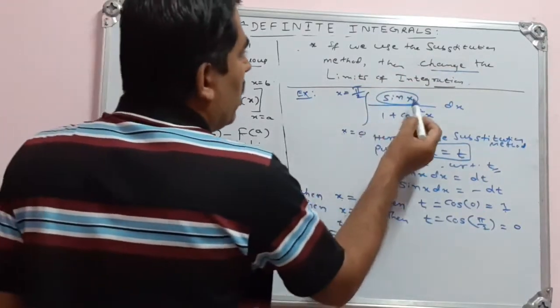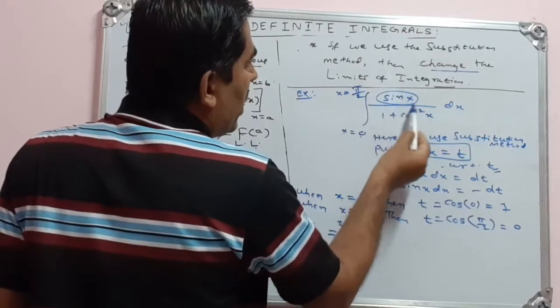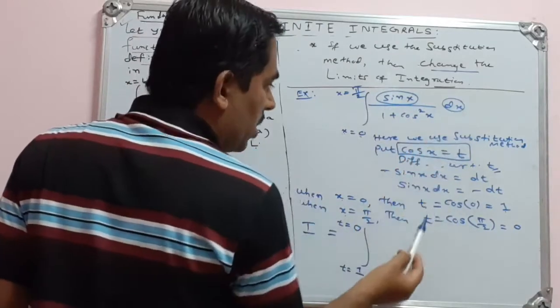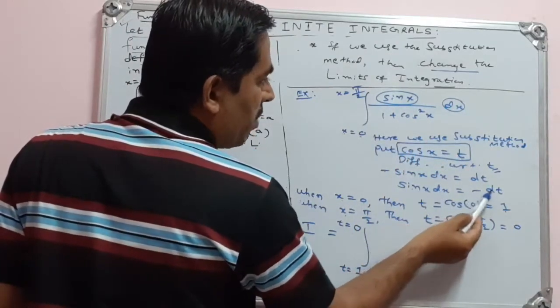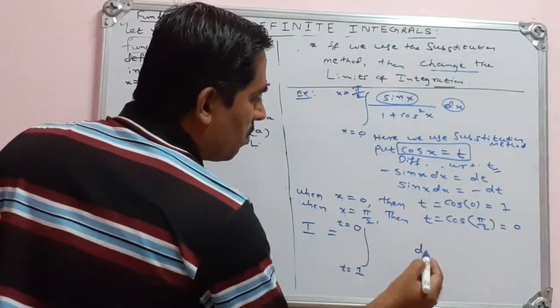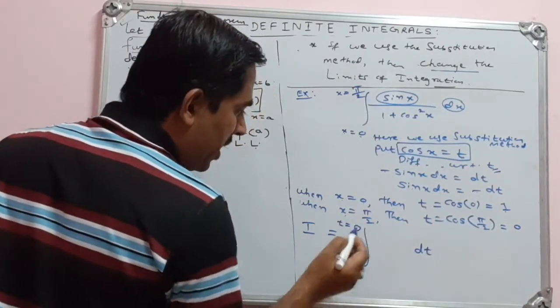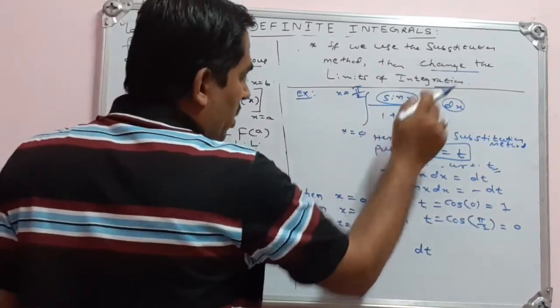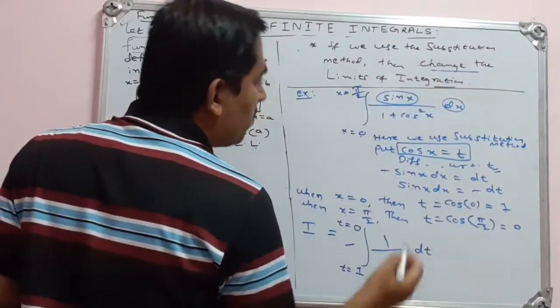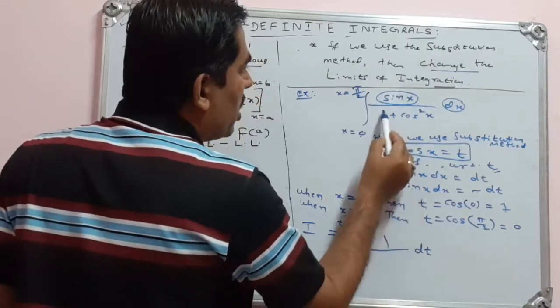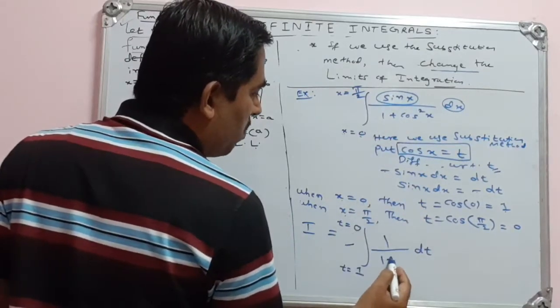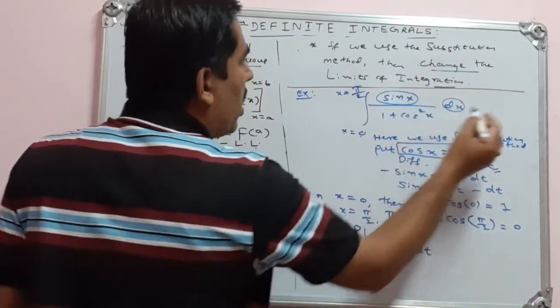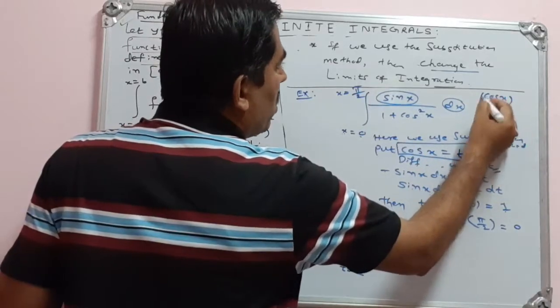Then see inside the integral sign, this is sin x into dx. So you observe sin x dx is what? Minus dt. So I will write minus outside the integral sign because that is a constant. Then whatever is left, I will write 1 by 1 plus cos square x, that is cos x whole square.